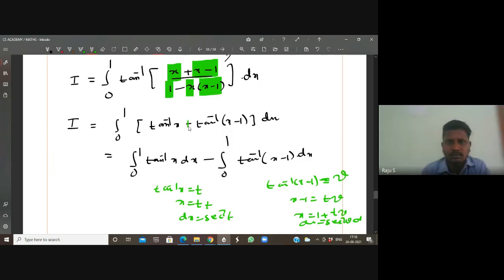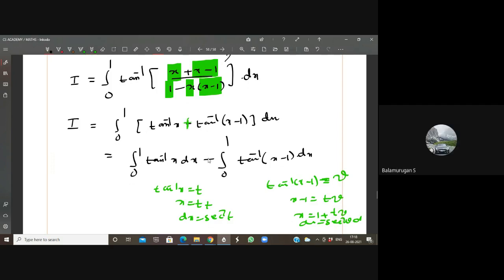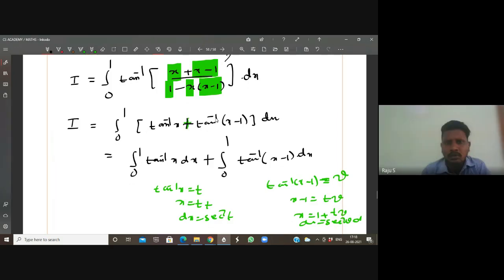Oh, it is plus. Yes, Murugan? Yes, that only has plus or minus. Plus only, I forgot. If the numerator is plus, here it is plus. If the numerator is minus, then we'll take minus.